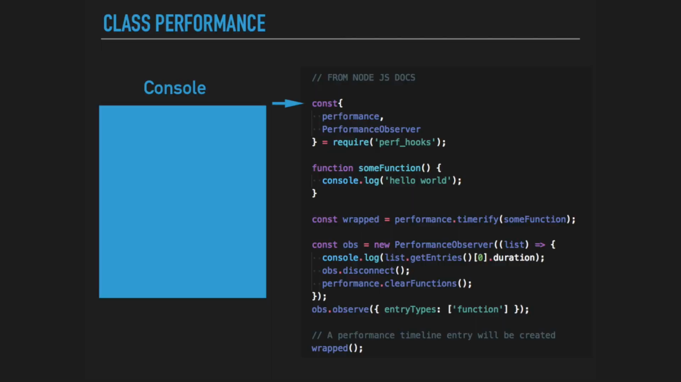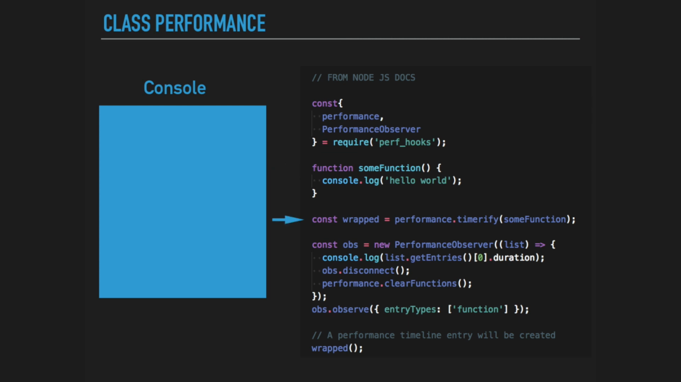OK, so we also have access to a bunch of other information here as well. So inside of this example, in order to utilize the performance module, first we need to gain access to performance and to our performance observer. And so we're just going to require those in through the performance hooks. And then we have a simple function here called SumFunction. This is taken from the Node.js docs. So you can find it probably still, but again, it could be updated at any point in time. So it's just a simple function that's going to console log hello world.